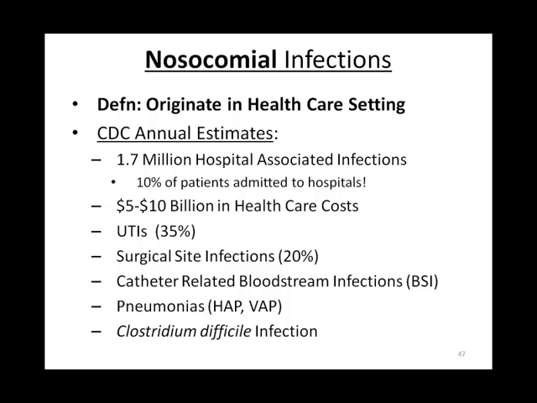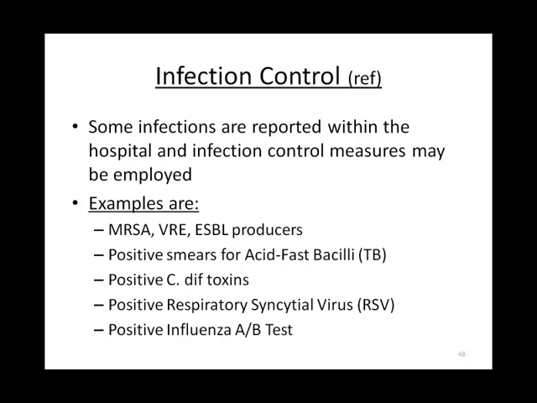There are pneumonias that can occur while in the hospital or while ventilated. And C. diff nearly always occurs in the hospital, although it's increasing in incidence in the communities, which is a scary thought. Infection control goes hand in hand with nosocomial infections. These are measures taken to prevent the spread of infections. Some examples where you might see this done is for patients that harbor MRSA, VRE, or these ESBL producers. We do not want other patients in the hospital to get these.